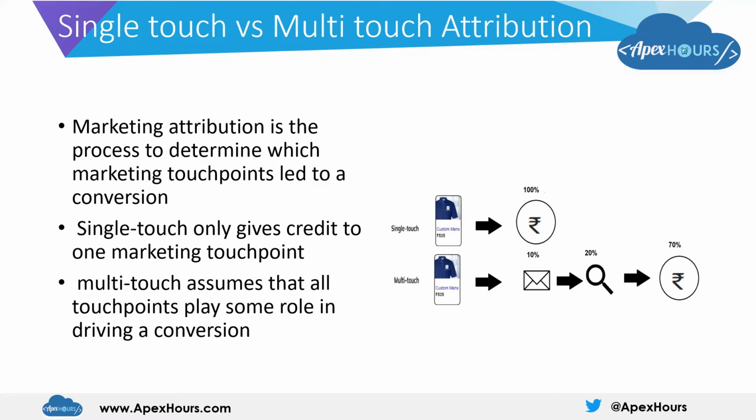So in the single touch attribution model, single touch only gives credit to one marketing touch point, while multi-touch attribution assumes that all touch points play some role in driving a conversion. In the last slide, we saw that one prospect in Pardot can only be associated with one Pardot campaign. But with that approach, I would not be able to achieve multi-touch attribution.